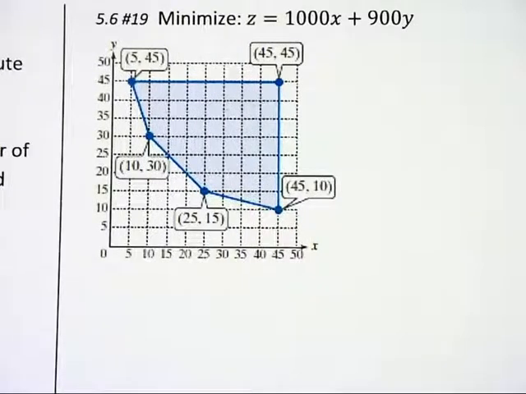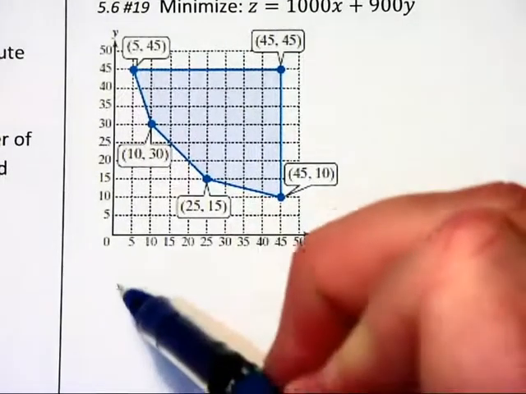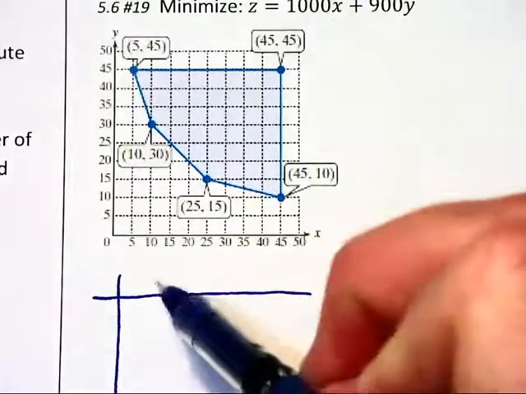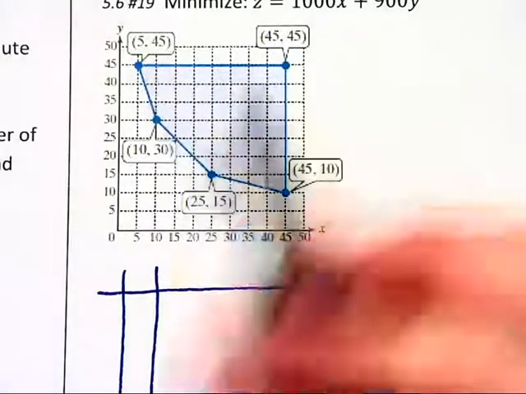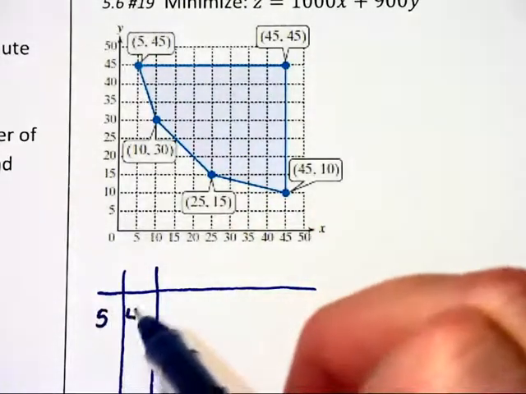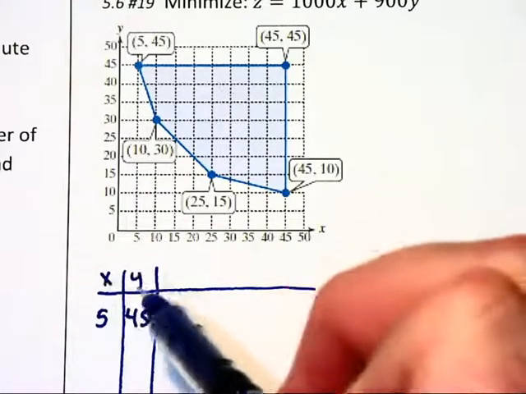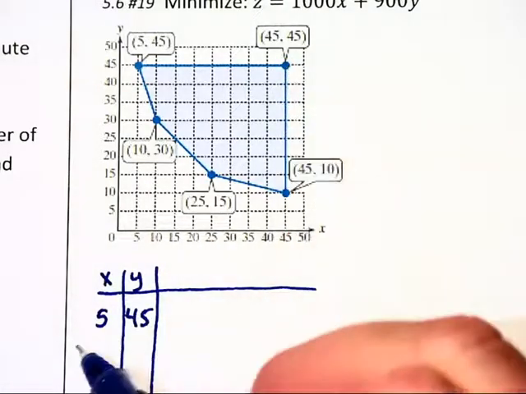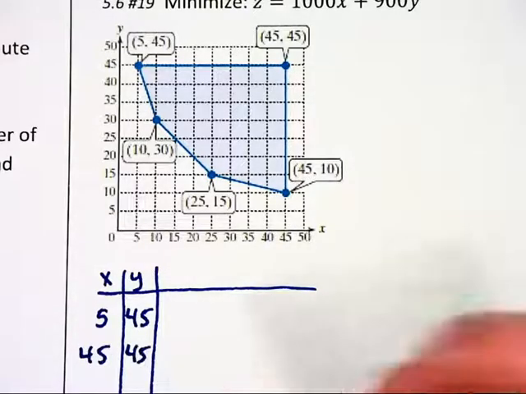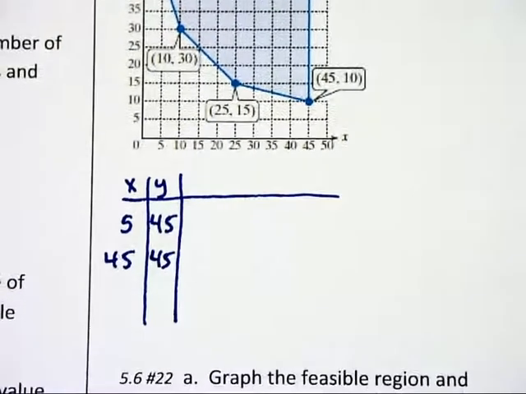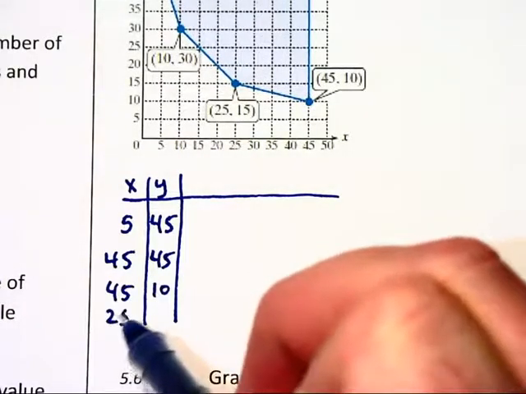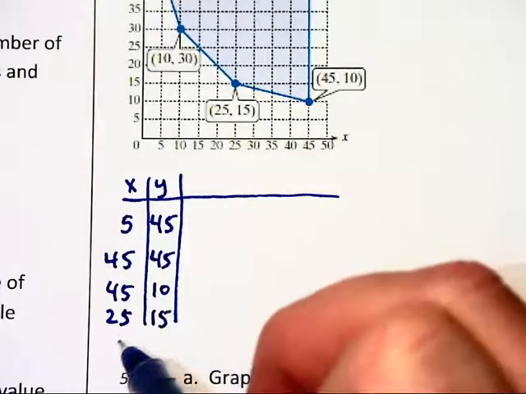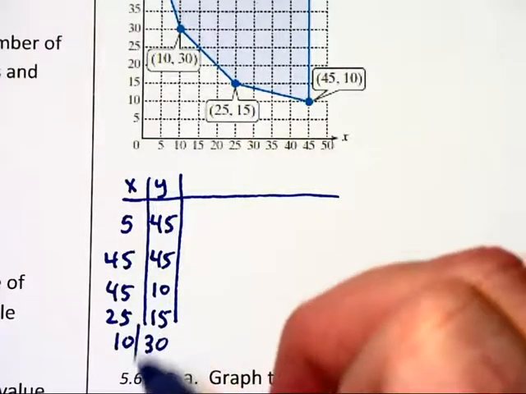Let's do this for another problem where we're again going to need to set up this table and identify the vertices. I'm going to start at the top left with 5, 45 and substitute those in for x and y. Going clockwise, we have 45, 45, and now I can slide this down a little bit. 45, 10, 25, 15, and finally 10, 30. Those will be the values being substituted in.